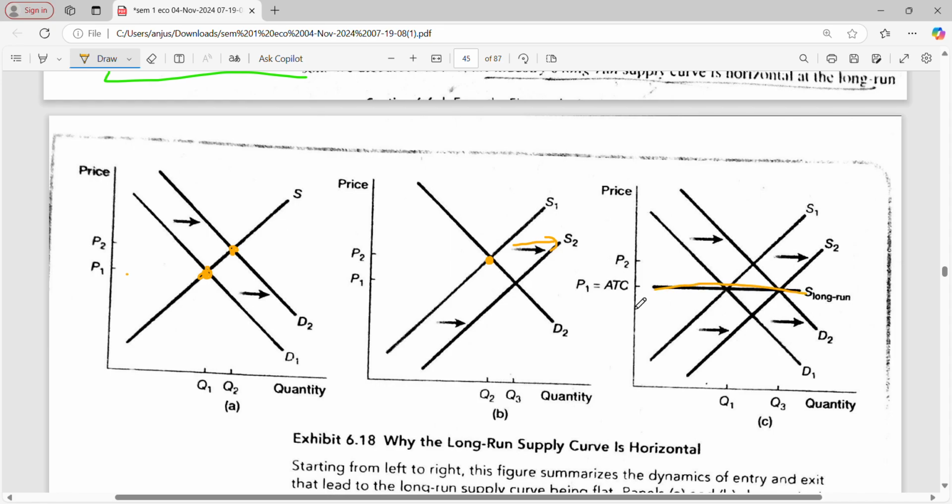Here it is drawn. This is the ATC, and demand shifted from D1 to D2, which let firms enter. The supply shifted from S1 to S2. Thus, again the price comes back to P1 at the minimal ATC. If we connect the two long run equilibria, we have the market long run supply curve, which is horizontal at P1. So here we get this horizontal line. This is the long run supply curve. Here it is horizontal.